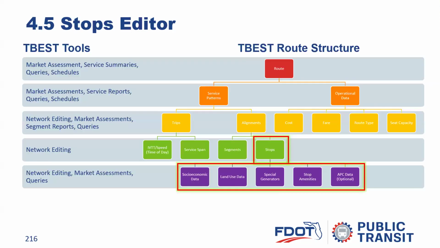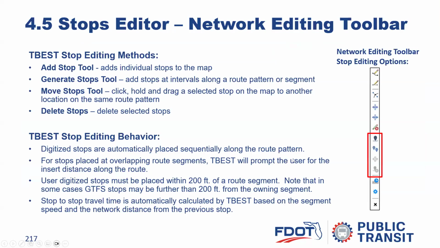Okay. All right, so basically the setup is, we've talked about service patterns and alignments and segments. Now we're going to talk about the stops and how to digitize and create those. So again, we're going to use the network editing toolbar, and we have tools in TBEST to add a stop tool. So it adds individual stops to the map wherever you click.